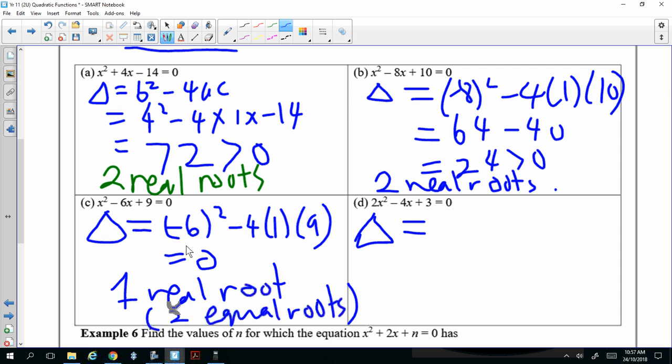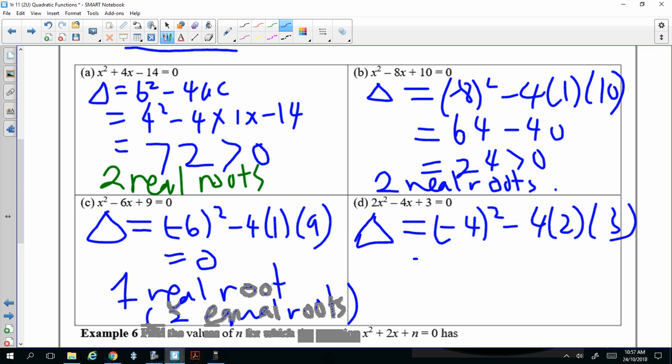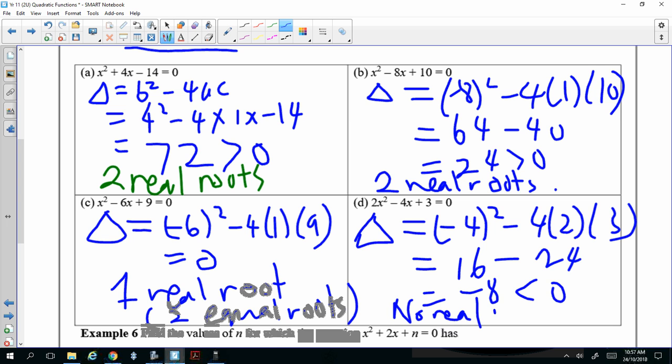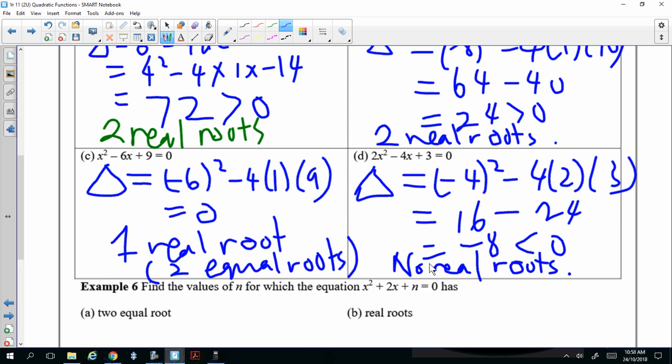Negative 4 squared minus 4ac. Does it give you negative 8, right? So we say no real roots. Or just no roots. Easy enough. Okay? Alright, now we know how the discriminant works, because it discriminates between these 3 different cases. Now we can do an exam type question.